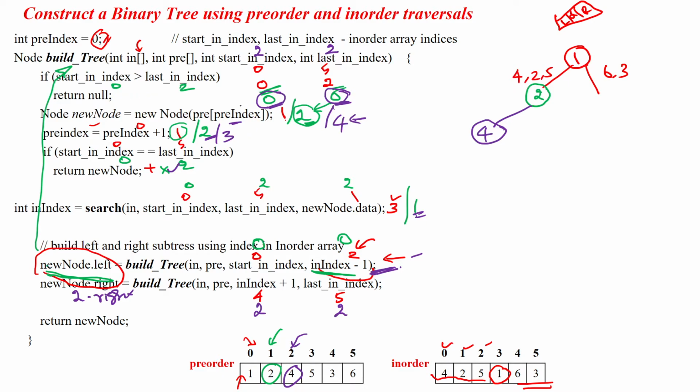Now a new node is created. What is the pre-index? The pre-index is 3. What is the value available at index 3? We have 5. So 5 is the new node. Then the pre-index is incremented by 1, to 4.